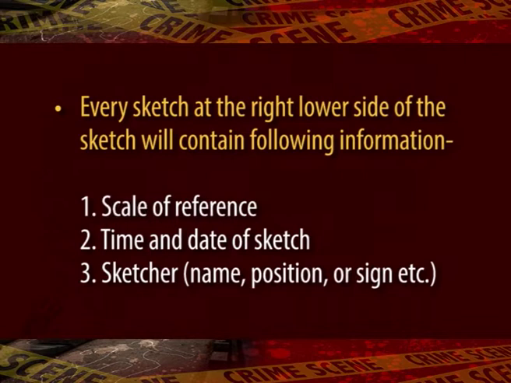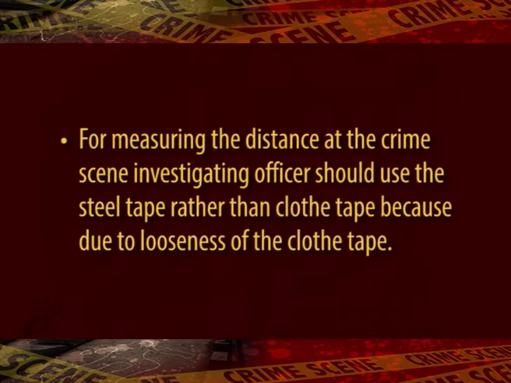Every sketch at the right lower side will contain the following information: scale of reference, time and date of the sketch, and the sketcher's name, position and sign. For measuring the distance at the crime scene, the investigating officer should use a steel tape rather than a cloth or plastic tape, because of the looseness of cloth or plastic tape.